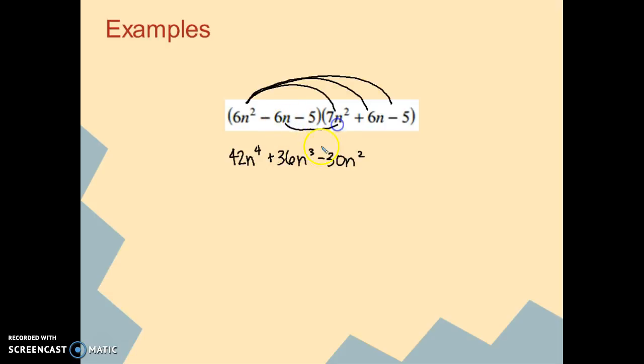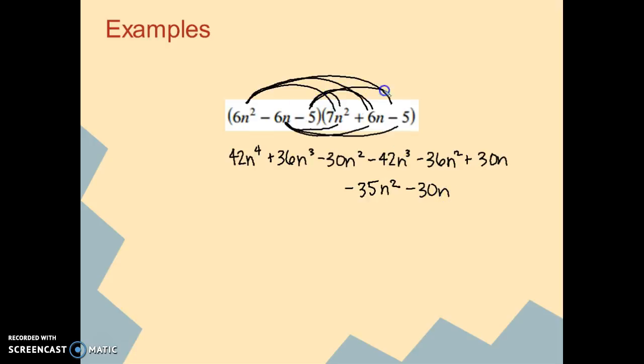Now I'm going to do it all again, but with the negative 6n. So I've got negative 6n times 7n to get negative 42n cubed. Negative 6n times 6n to get negative 36n squared. Negative 6n times negative 5 to get positive 30n. And one more time with my negative 5. So I have negative 5 times 7n squared. I'm just going to come down to a second line because I'm running out of room. So I have negative 35n squared, negative 5 times 6n to get negative 30n, and negative 5 times negative 5 to get a positive 25.